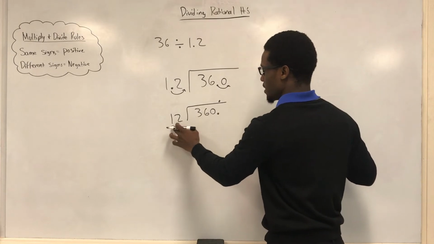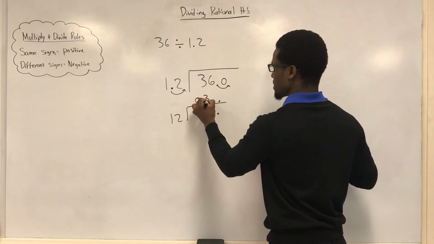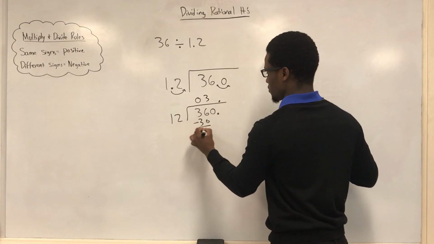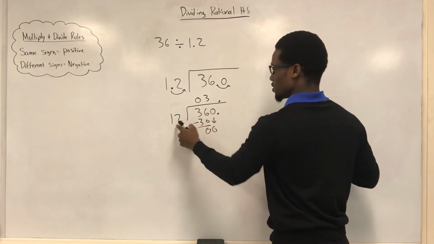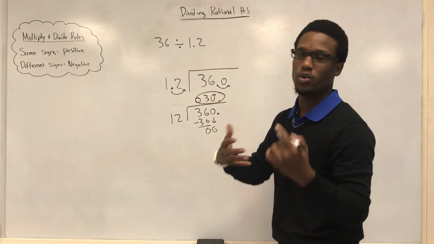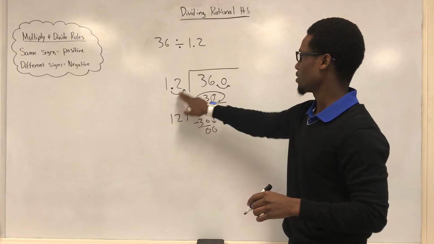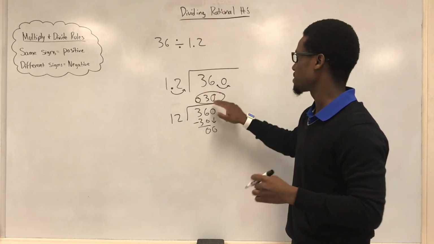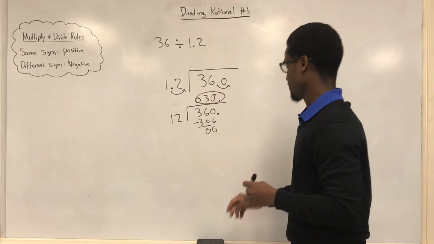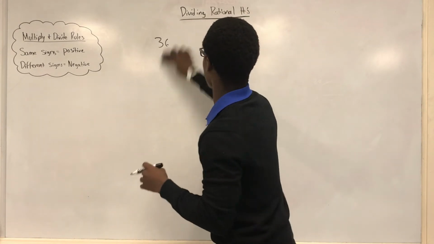So let's go ahead and divide. 12 goes into 3 0 times, but 12 goes into 36 3 times. 12 goes into 0 0 times, so that's it. My answer would be 30. And it makes sense. How many 1.2s could fit into 36? It's definitely going to be 30. Okay? So let's go ahead and give something else a try.